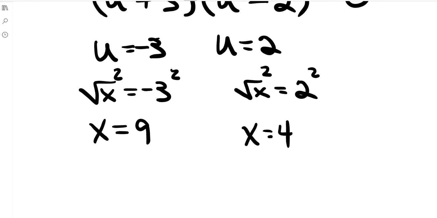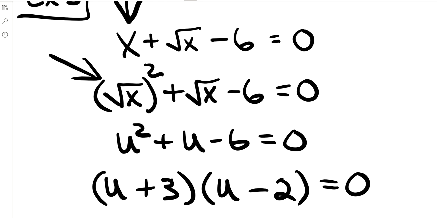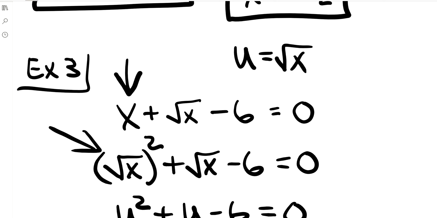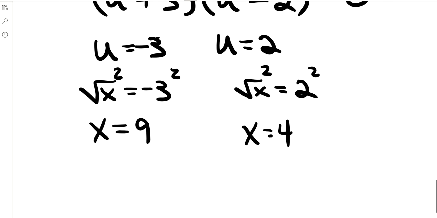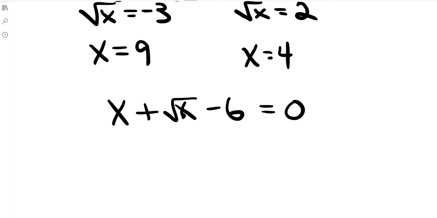So we've got two answers, but whenever I have square roots involved, I've got to check my answers. All right, so let's go back to the original equation. I'll substitute my answers for that. Okay, let me rewrite it down here. I've got x plus the square root of x minus 6, that's equal to 0.